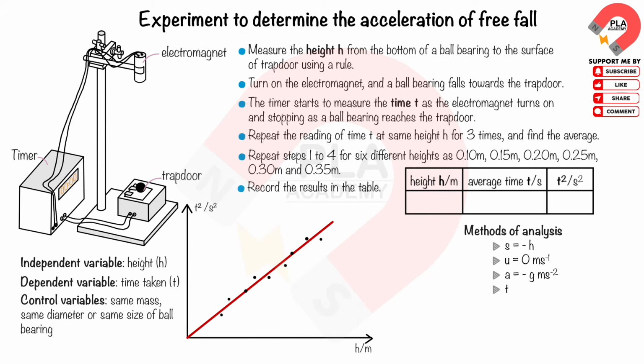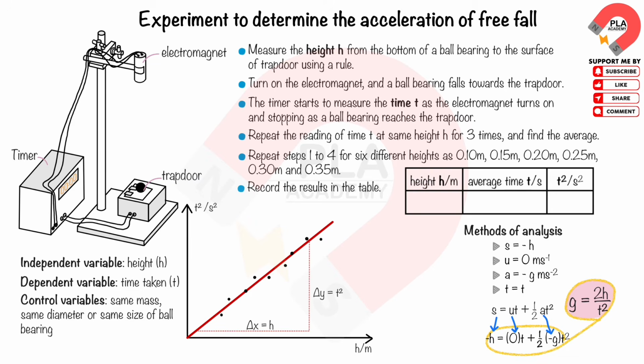When a ball bearing falls, the displacement, s, is negative h, indicating downward, the initial velocity, u, is 0, the final velocity, v, is unknown, the acceleration is negative g, the acceleration due to gravity, negative indicating downward, and the time is t. We can use the equation s equals u t plus half of a t squared. We substitute s equals negative h, u equals 0, and a equals negative g. We rearrange and simplify the equation, like this.